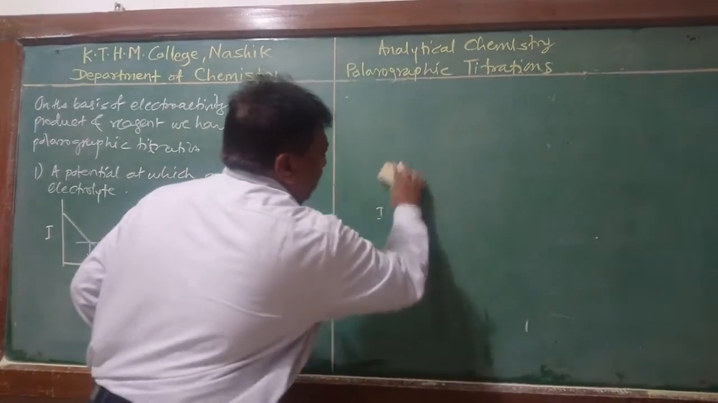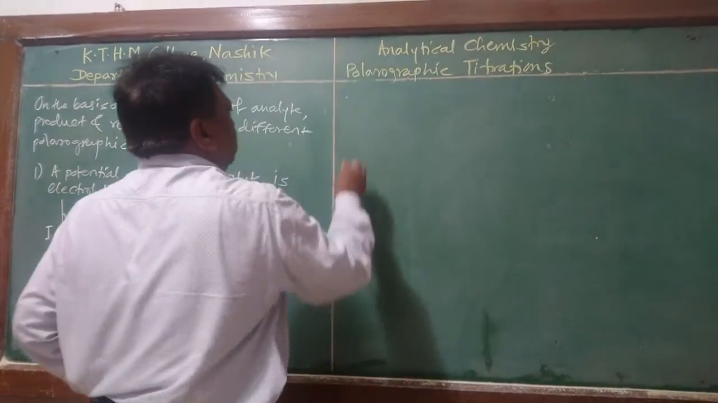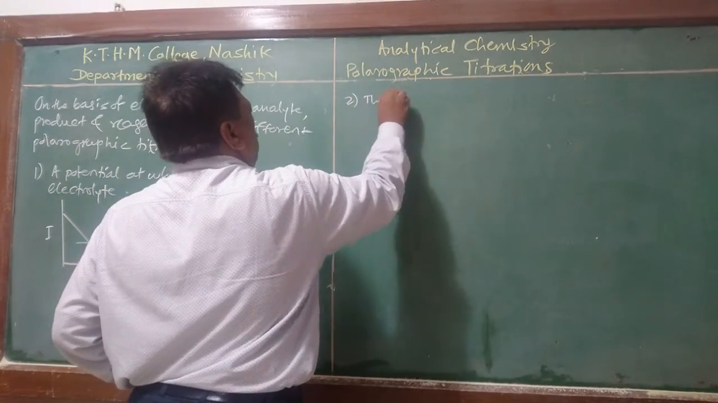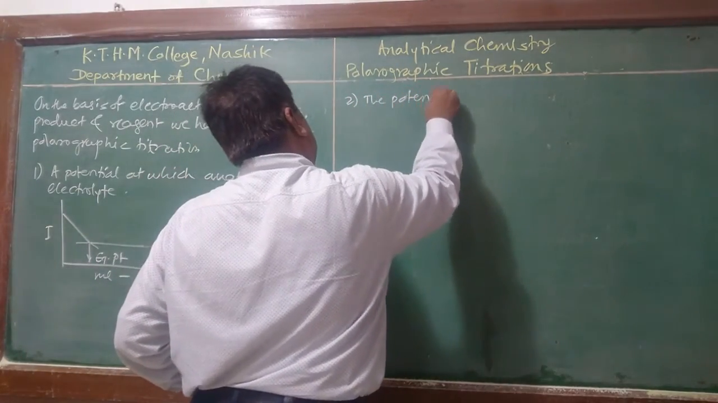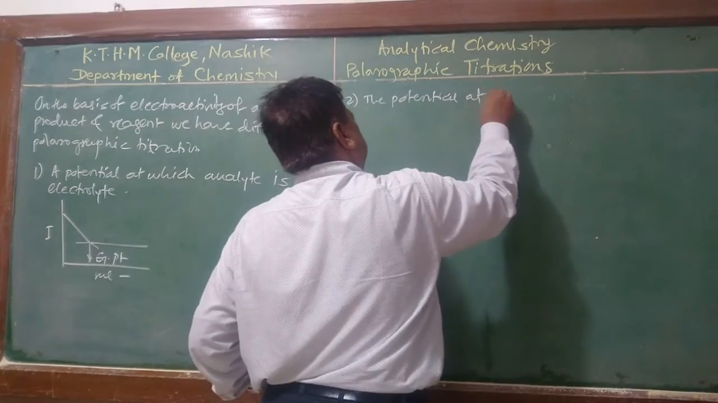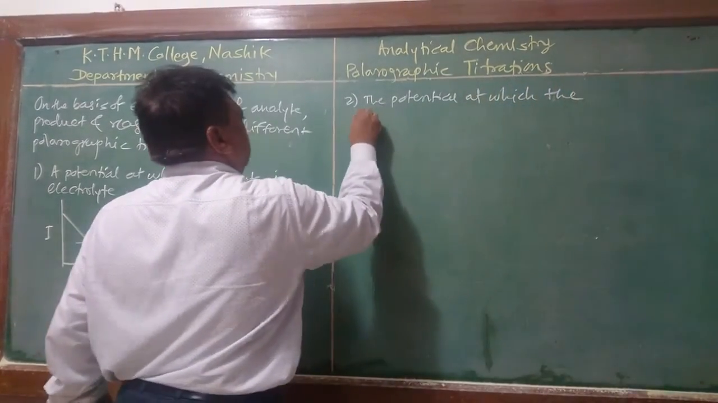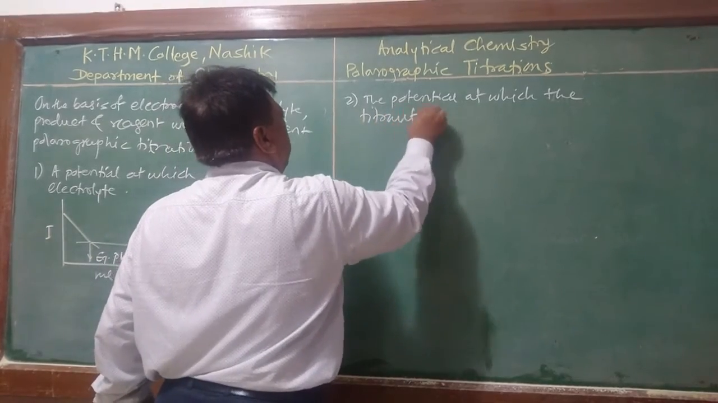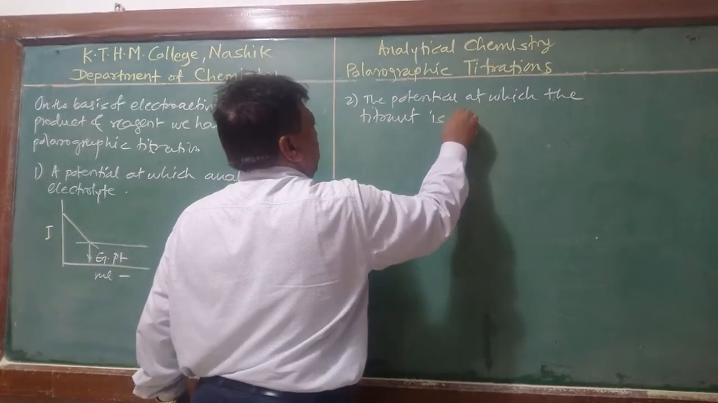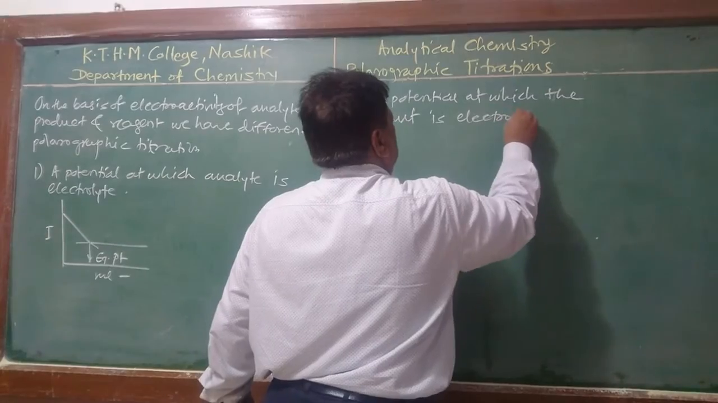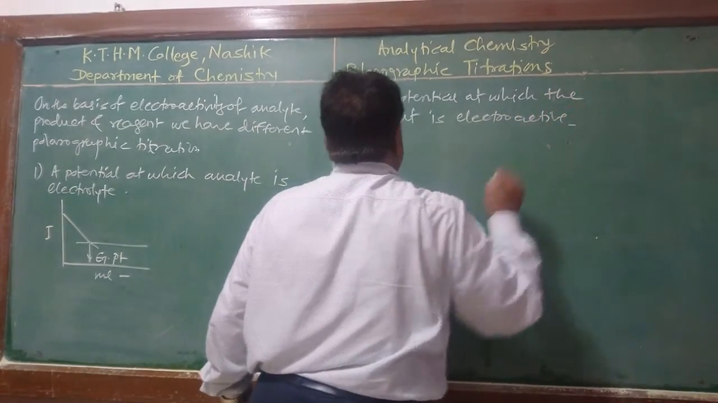Now the second is a titration at a potential at which the titrant is electroactive. The titrant, meaning the solution added from the burette, is electroactive. Then we have a graph like this.